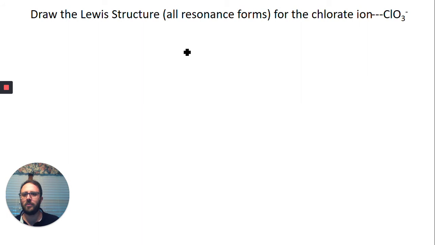So now we need to draw a skeletal structure for this ion. What we have here is a single chlorine atom and 3 oxygen atoms. Remember that one of the rules tells us that the least electronegative atom goes in the center. Chlorine would be the least electronegative atom, so that would go in the center. But another way you can think about it is there are 3 oxygen atoms and only 1 chlorine atom, so the oxygen atoms should be the terminal atoms.